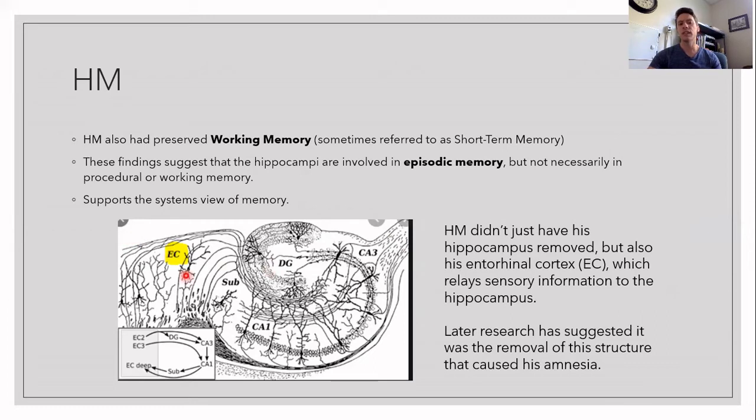And later research has actually shown that the entorhinal cortex is important for relaying information, say sensory information, that's being processed into the hippocampus. So some of this later research suggests that it's not necessarily the hippocampal removal, but actually the hippocampus plus also the removal of the entorhinal cortex that played a pivotal role in HM's amnesia and inability to form new episodic memories.